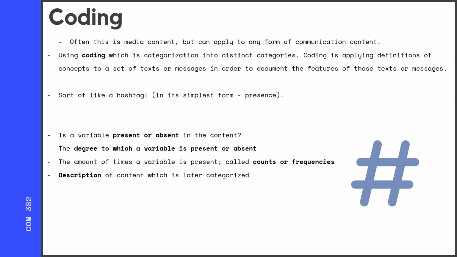You also could just do a count, the number of times a variable is present, and this is called counts or frequencies. So maybe in an article you count the number of times the body image is mentioned. And then you can also have description of content that's later categorized into larger categories. So it could be like, this picture is of a polar bear that is floating on an iceberg out in the water. And then later on, you're going to categorize that as animal. So this is coding, very important.